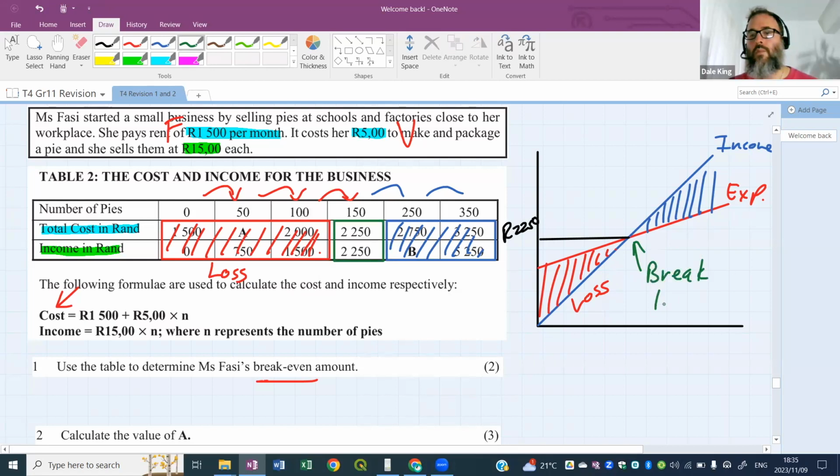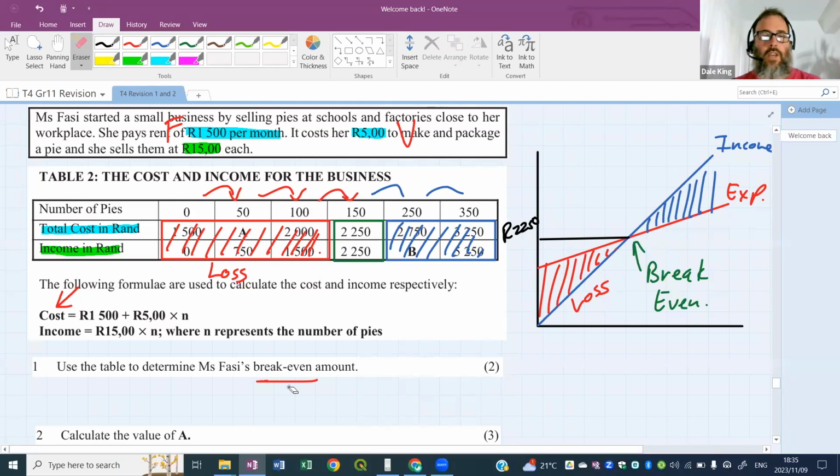So it's very important for a business owner to know where this is, because they want to make sure they're selling more than the number of pies needed to break even. Because if you're going on break even or less, you're not making profit. If you're below break even, you're actually losing out. So finding where the break-even point is very important if you're selling products. Okay. This is why we always do this in math literacy. It's a very, very important business exercise.